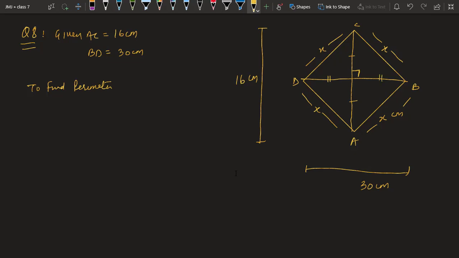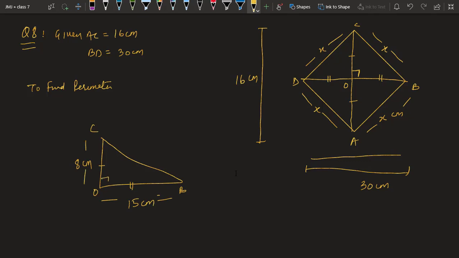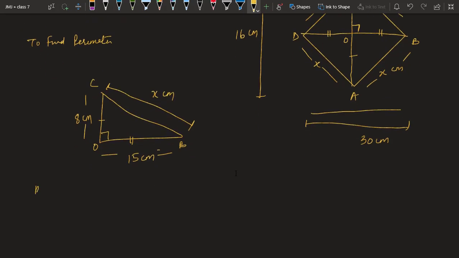Now if the complete is 16, let me take a smaller triangle, COB. If the complete length given to you is 16, that means this half length is 8 centimeter. If this complete is 30 centimeter, that means this half is 15 centimeter. Now this will help us to find this length of BC, which is x centimeter. Let us find this by Pythagoras theorem.